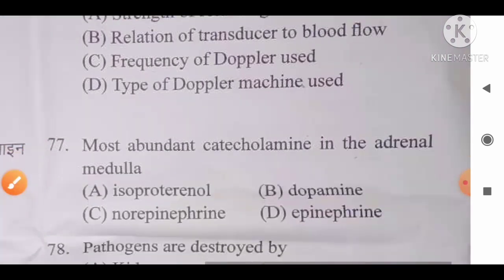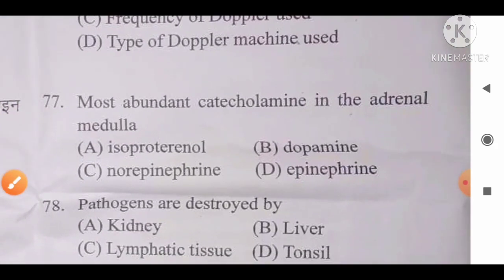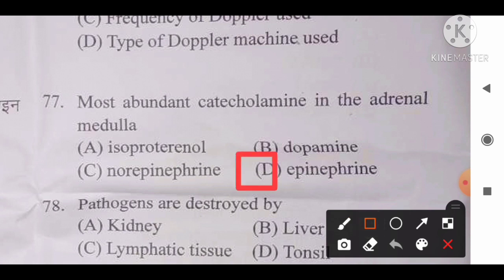Move to the next question, number 77. Most abundant catecholamine in adrenal medulla is option A, isoproterenol, B, dopamine, C, norepinephrine, D, epinephrine. The fact available regarding this question is that epinephrine is 5 times greater than norepinephrine, so it is the most abundant catecholamine in the adrenal medulla. So from the given information we can say option D, epinephrine is the correct answer for this question.